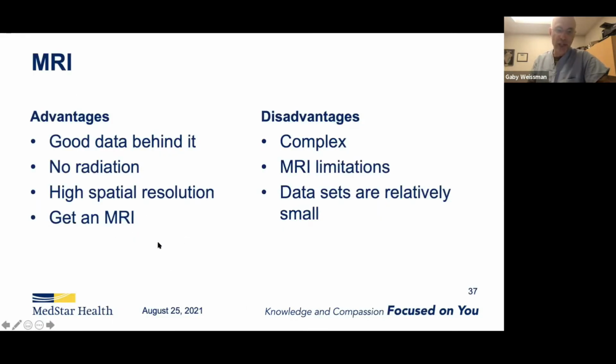And the other advantage is you get a full cardiac MRI. So you get to see function, you get to see the valves, you get to see everything that an MRI gets to see. So there's more information there. Disadvantages, it's more complex than your nuclear scan in some ways. There are MRI limitations. The patient has a pacemaker, has aneurysm clips, or is claustrophobic, etc. And again, as I said earlier, the data sets are relatively small when we compare them to nuclear data sets.